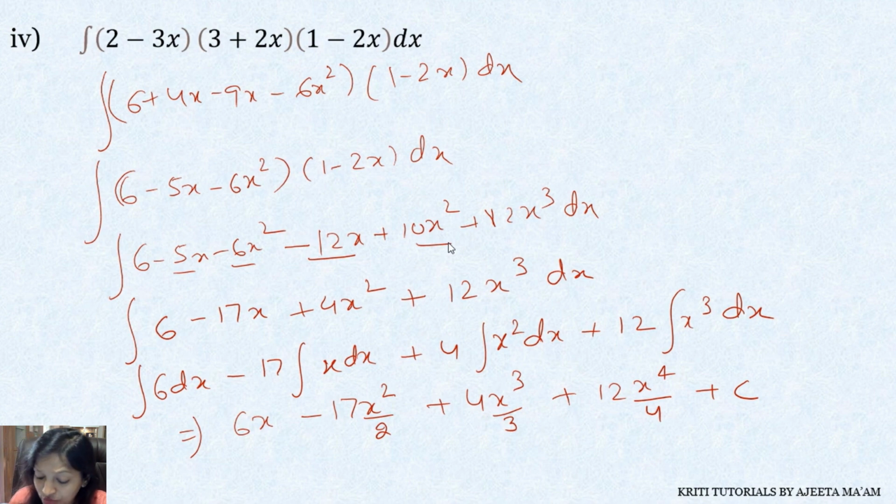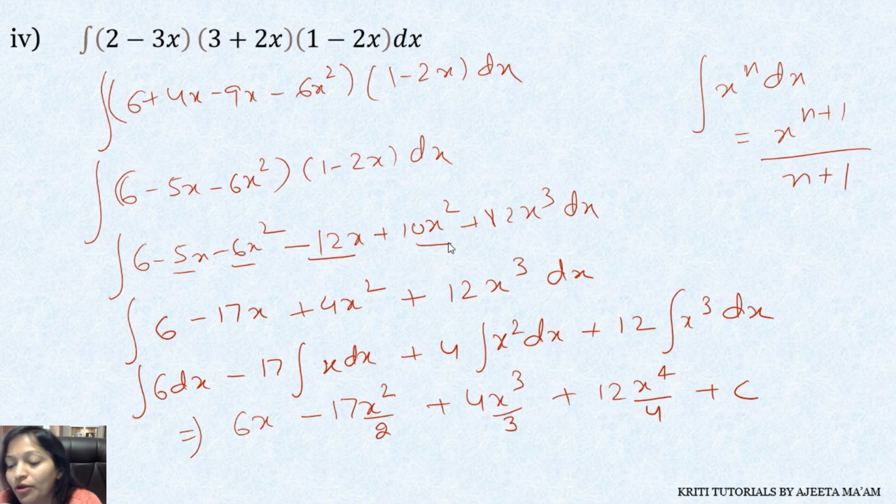Which formula have we used? We have used a simple formula, that is the power rule of integration. That is, the powers are increased by 1, right? And then in the denominator also we get the increased power. Correct? So let's see this. Is it clear to everyone?